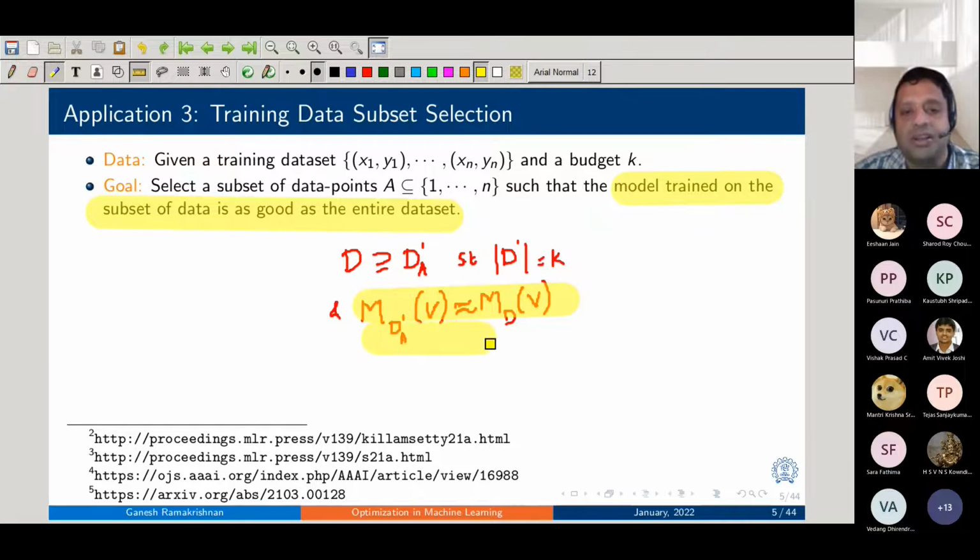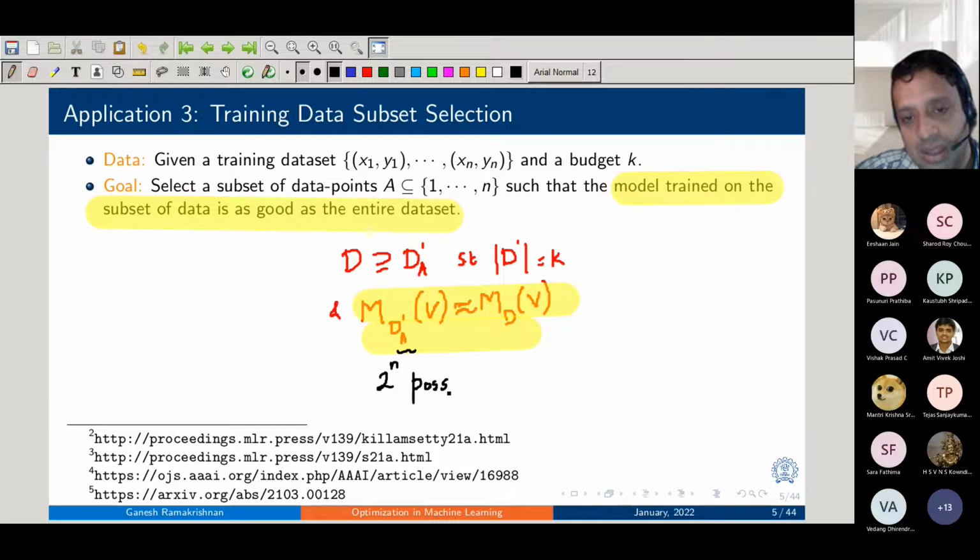It's a little challenging. Note that we have to actually train the model and in retrospect find out, can we do it in a more principled manner? We'll again note the challenge, right? The challenge is that for this A itself, there are 2 raised to n possibilities. How do I search such a large search space?